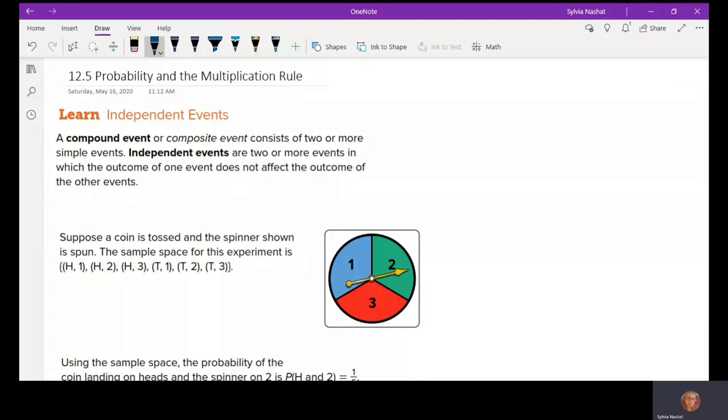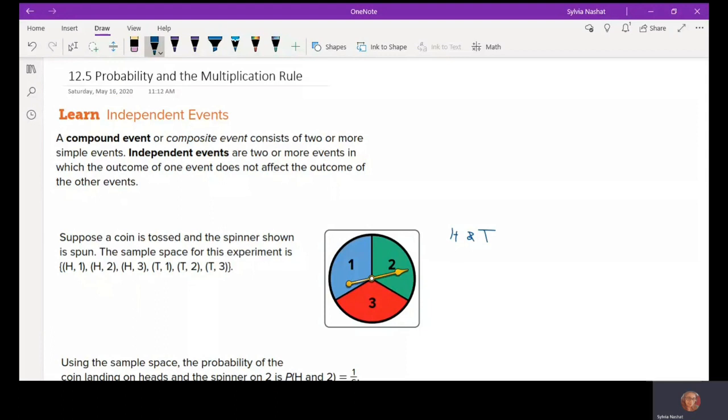The independent events are two or more events in which the outcome of one event does not affect the outcome of the other events. As in this example, suppose a coin is tossed and the spinner shown is spun. So we have a coin with head and tail. Also, the spinner here has three colors or three numbers with different three colors.